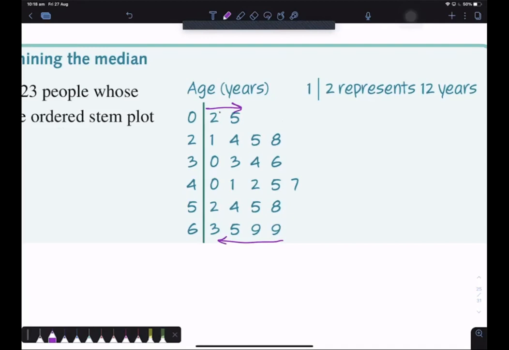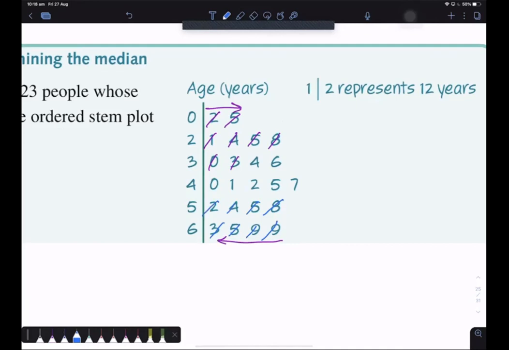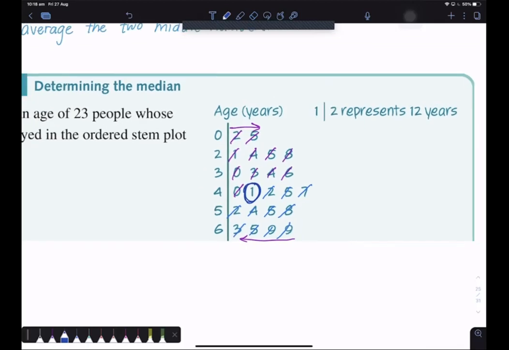So I'm going to cross off 1, 2, 3, 4, 1, 2, 3, 4, and I'm going to keep going until I reach the middle number. I think that's the one. Yeah, that one there should be the middle number. Okay, so our median is 41.